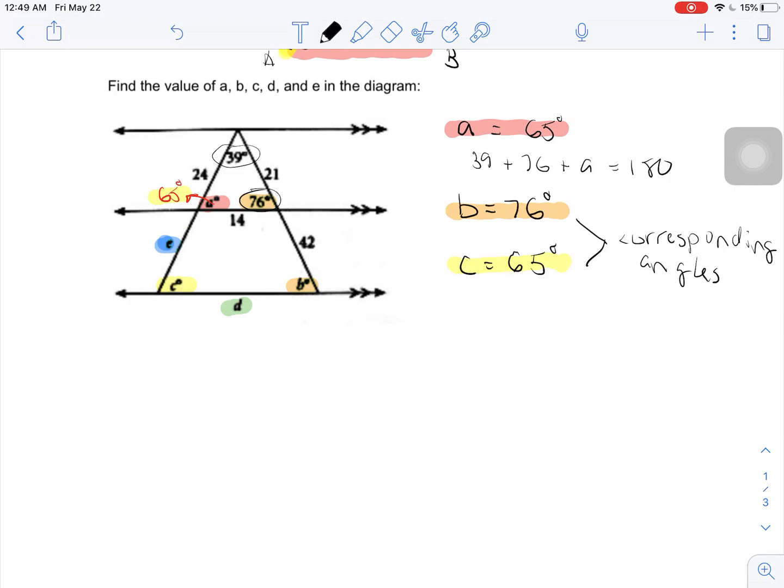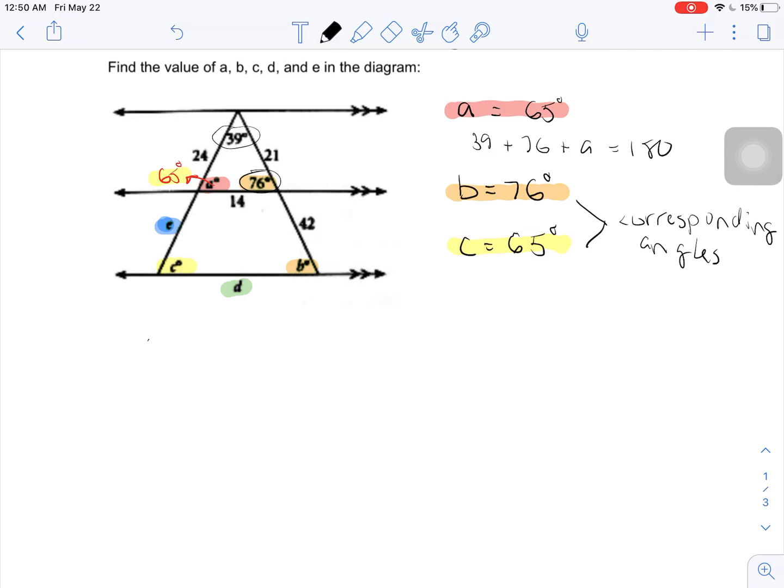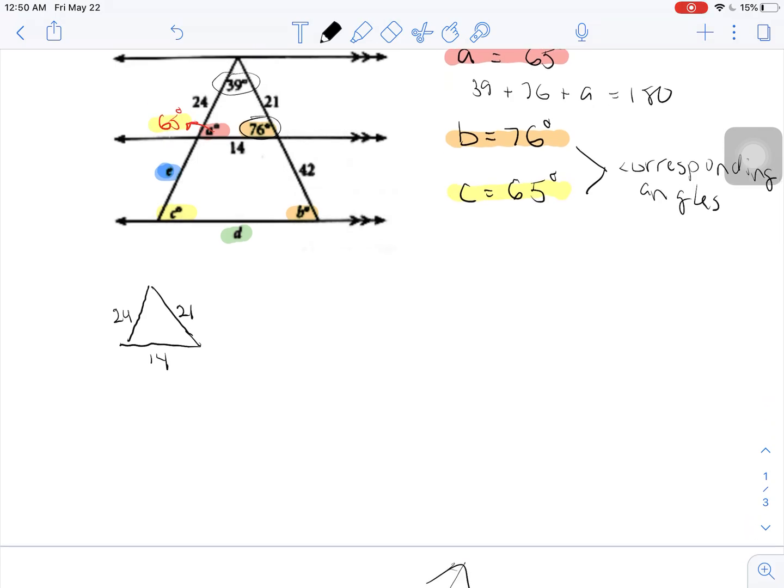And you're going to see why now that we've got numbers labeled in there, I suggest that you draw the triangle separately. We're just going to focus on the side lengths because we know all the angles. D and E are missing side lengths. So this is our little triangle. It is 24, 21, and 14. So we know all of the measurements of the little triangle. Now we've got our big triangle. The bottom is D. That's what we're missing. It kind of looks like this. So we've got 24 and E, and then we've got 21 and 42.